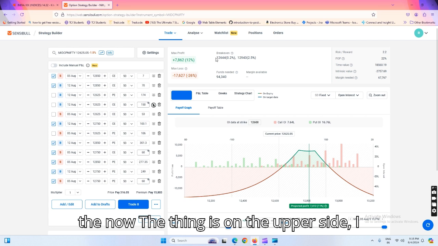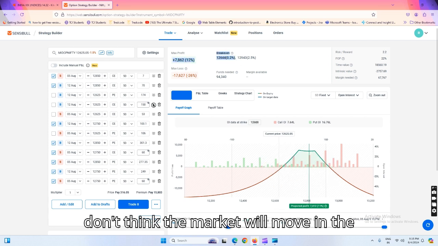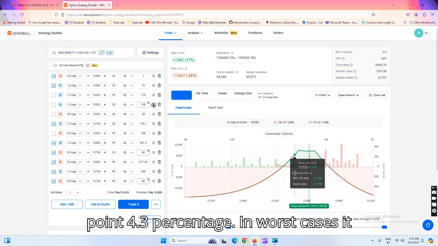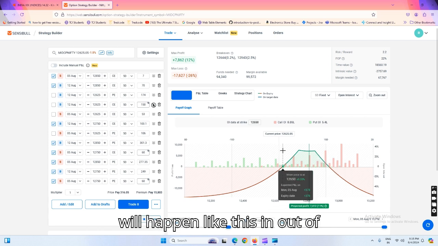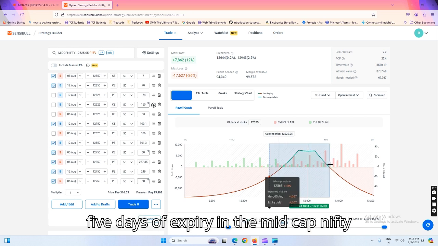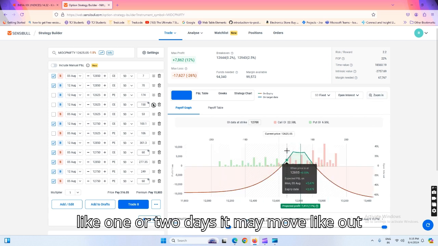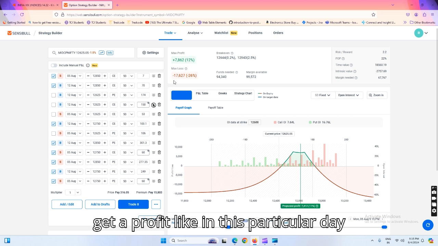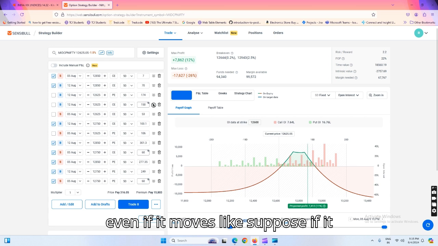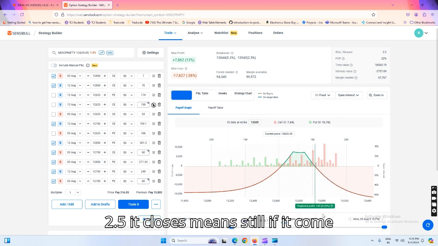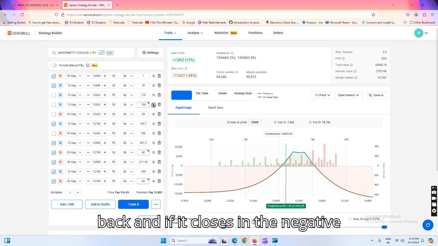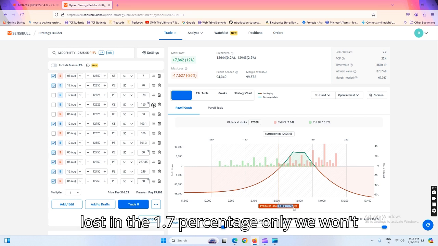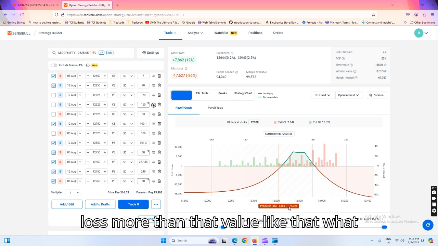Now the thing is, on the upper side, I don't think the market will move in one direction. If it moves 1.5 percent, at least it will retrace like 0.4, 0.3 percent. In the worst cases, it will happen like this. Out of 5 days of expiry in the midcap Nifty, 1 or 2 days it may move, and out of 5 days, the other 3 days we will get a profit. Even if it closes in the 1.5 to 2.5 range, and comes back and closes in the negative, at that time also we lose only 1.7 percent. We won't lose more than that value that we are paying.